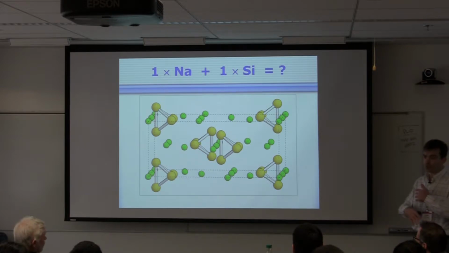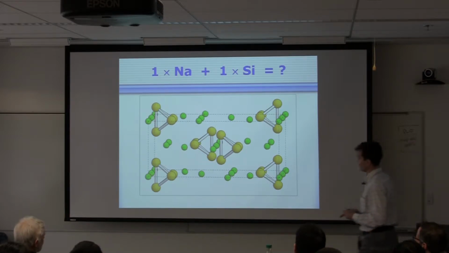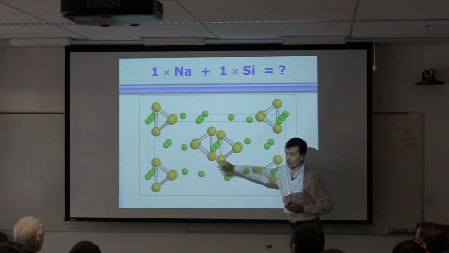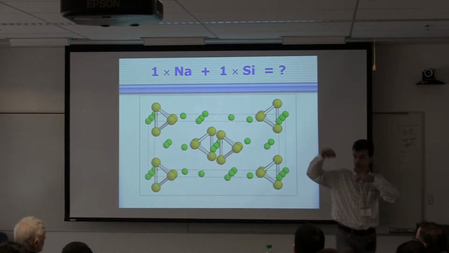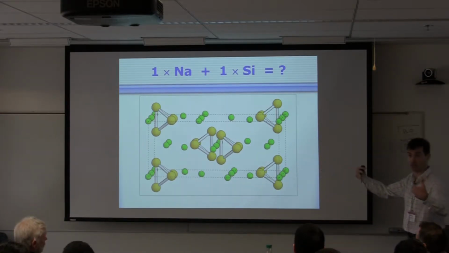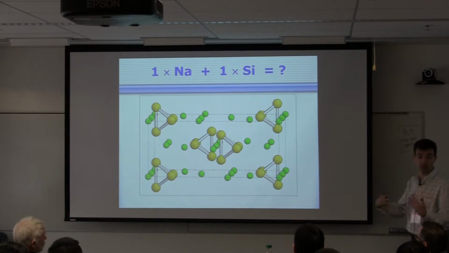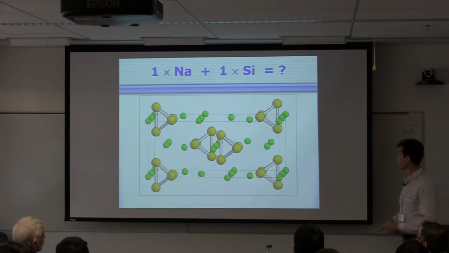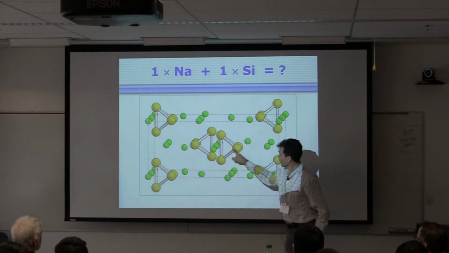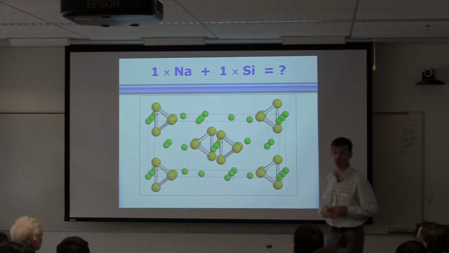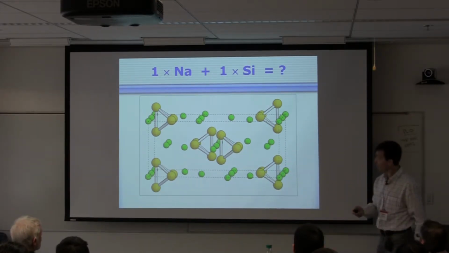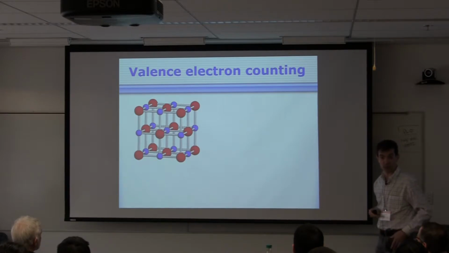The structure is completely different. So this is the sodium, this is the silicon. The bonds between the sodium and the silicon are not shown, because I would think of those bonds as being electrostatic. Only these bonds, which are shown with the cylinders, are what I would consider as covalent bonds. And this is how we'll partition the electrons.